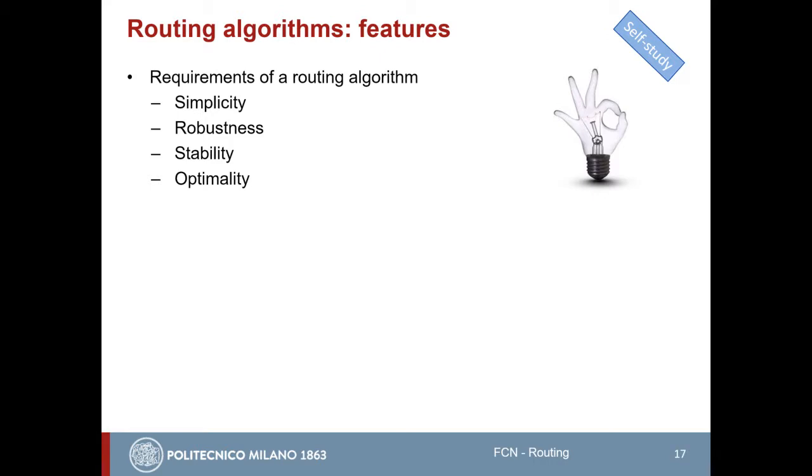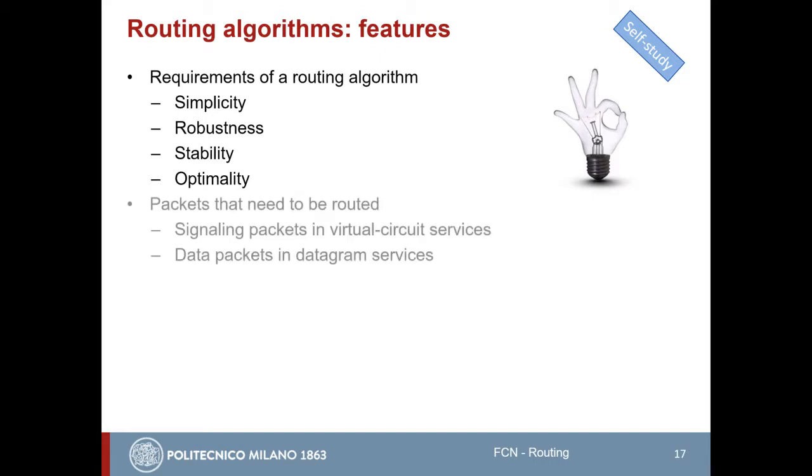It must be robust. This means that if you have a change in the topology, the algorithm should be able to automatically adapt to this change. It should be stable, so if you have a change in the topology, the reaction to this change should not cause the paths to oscillate. Otherwise, this is not very pleasant, because you have continuously to update the routing table that way. And also, it should be optimal according to some metric.